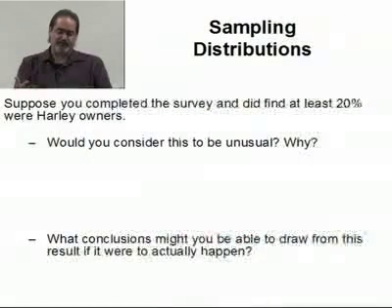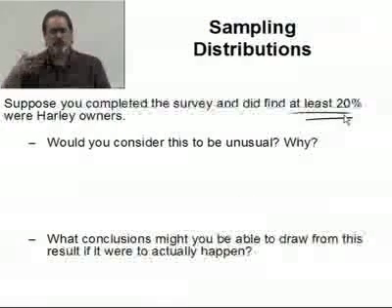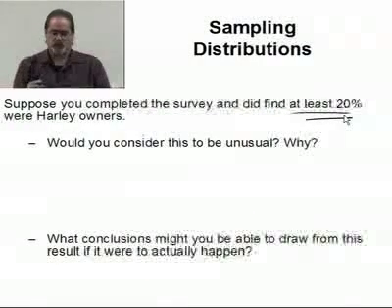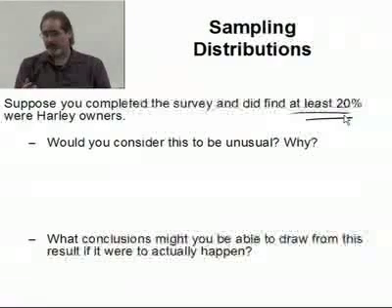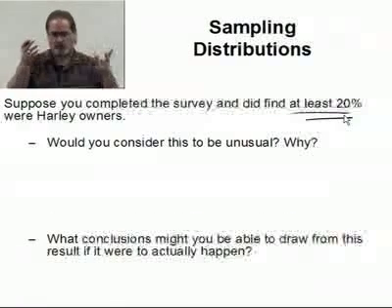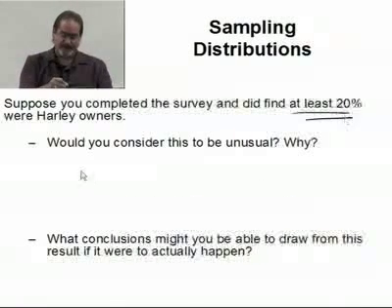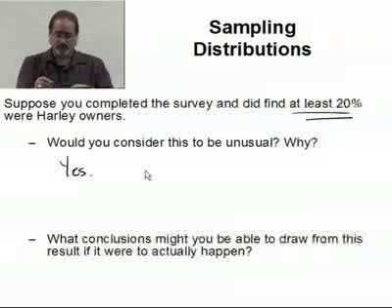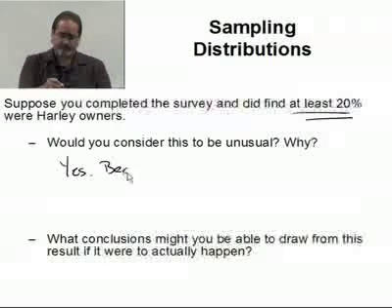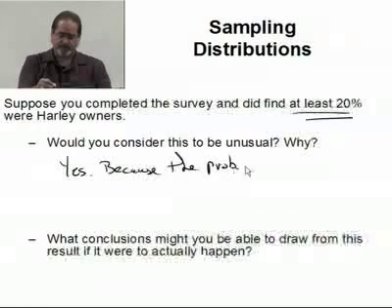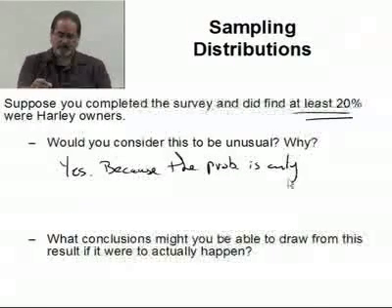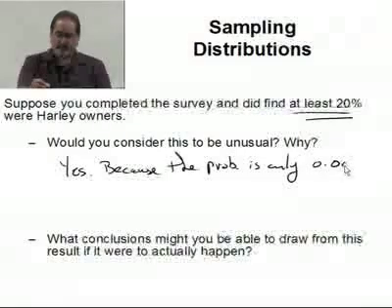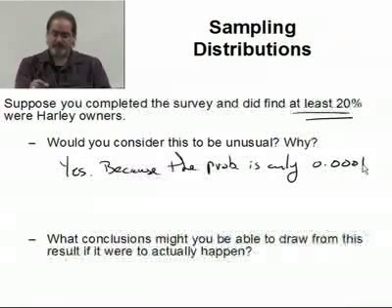Now, suppose you completed the survey and you did find at least 20%. So you did this survey and you really did get 20% or more. Would you consider that to be unusual? And if yes, why? And if no, why not? Well, the answer would be, yeah, that's pretty unusual. Why? Because the probability is only 0.0001.